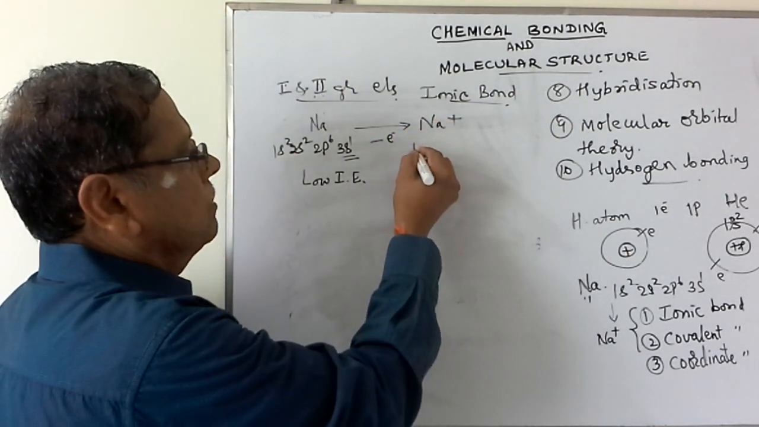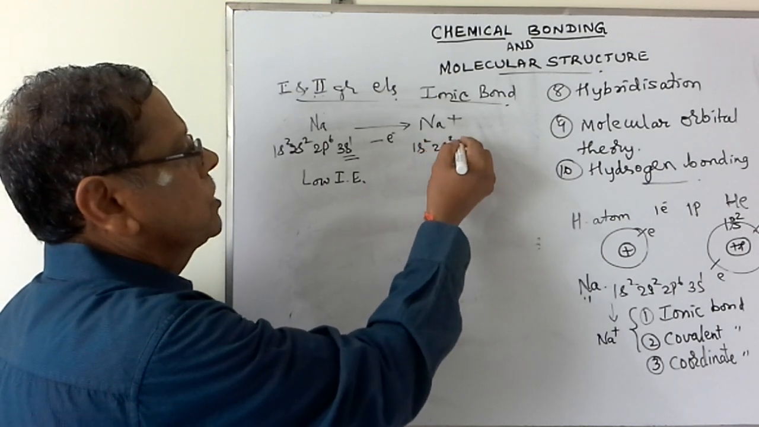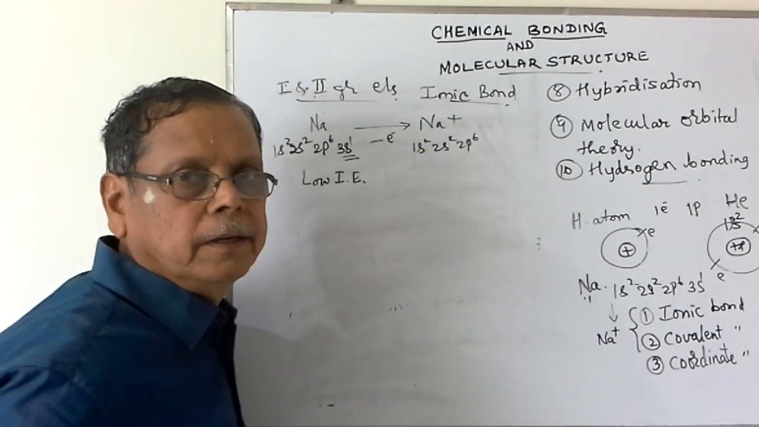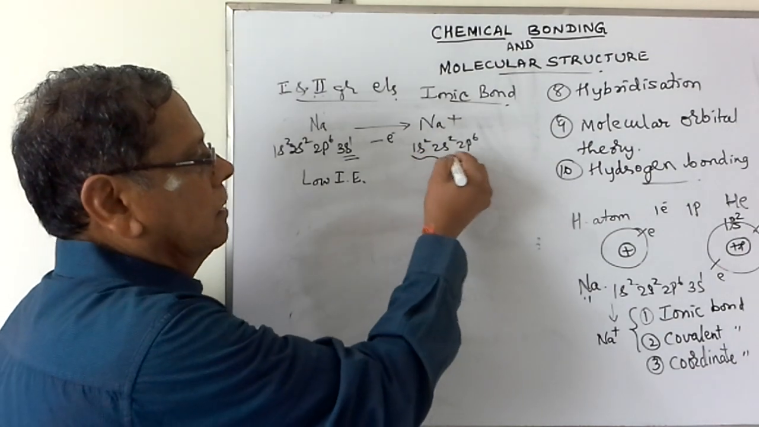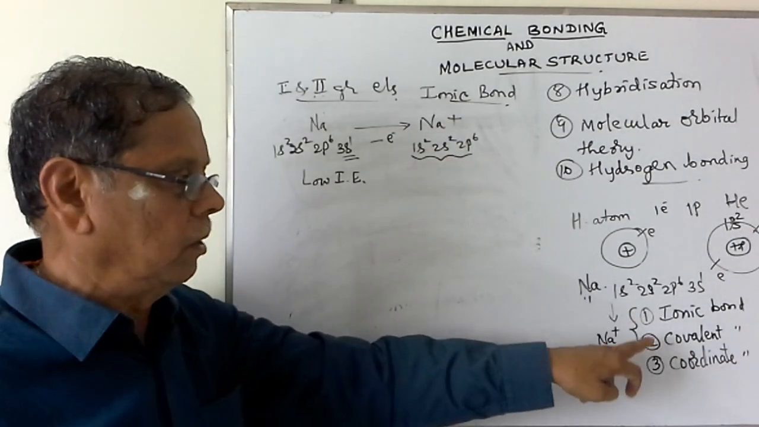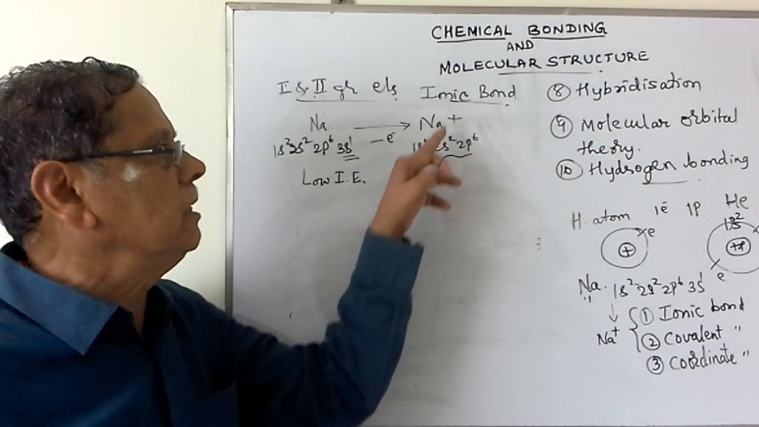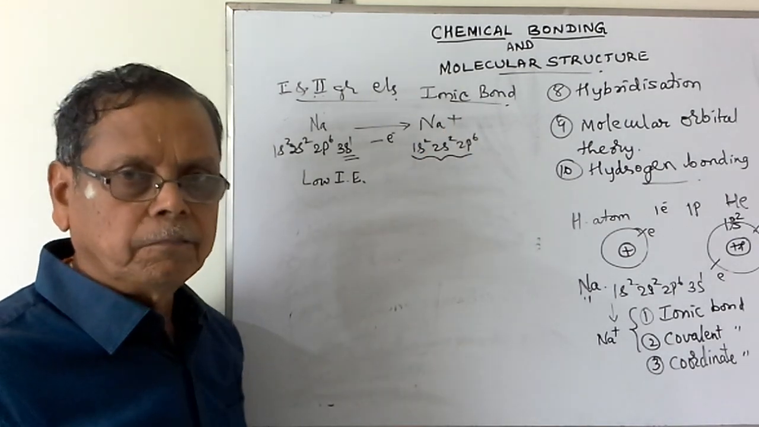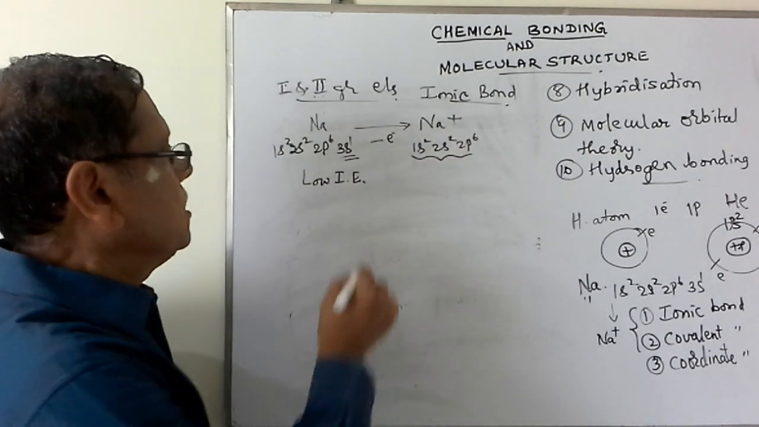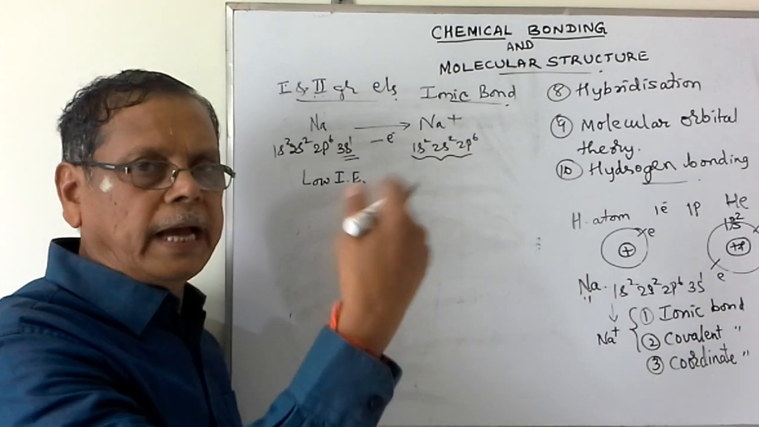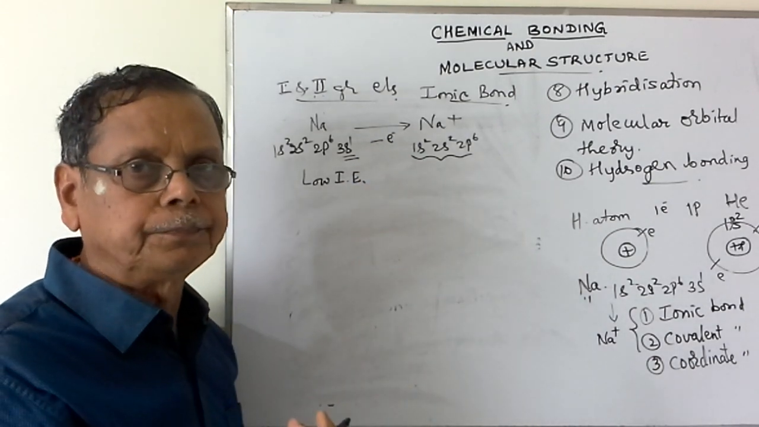Now in the Na+, we have this 1s2, 2s2, 2p6 configuration. So this is an example of the octet rule. Since the octet is complete, the sodium ion is stable. Once this electron is lost, there should be another atom which gains the electron.